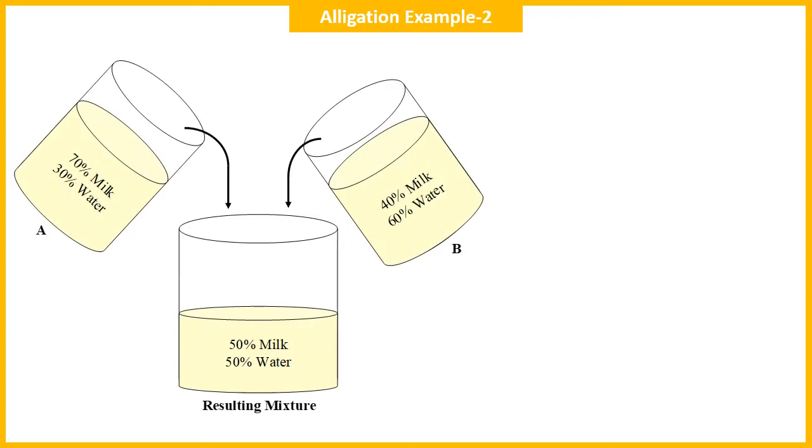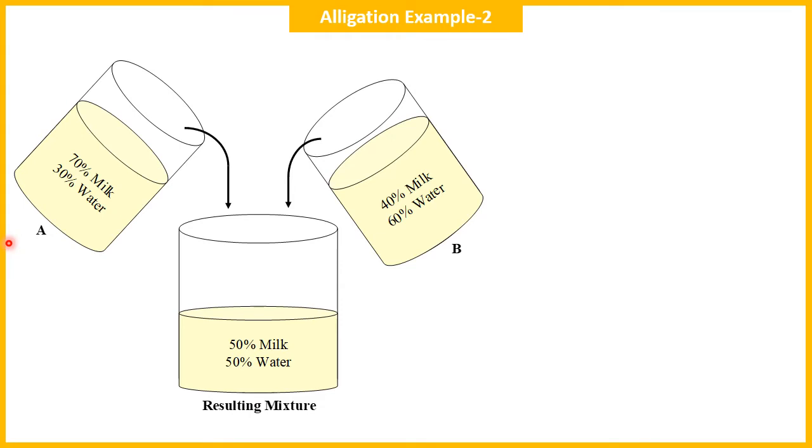Alligation example number 2. Now there are two vessels A and B. Vessel A contains 70% milk and 30% water, and vessel B contains 40% milk and 60% water. This is an empty vessel in which I want to form a resulting mixture containing 50% milk and 50% water. Now the question arises: in what ratio should I take the solution from vessel A and vessel B?